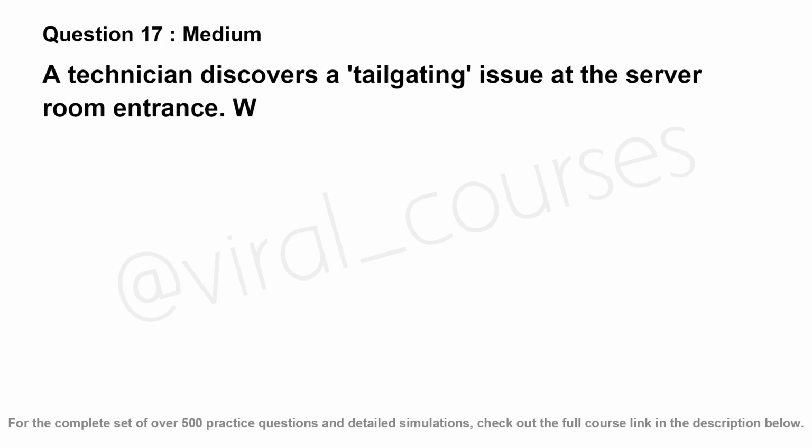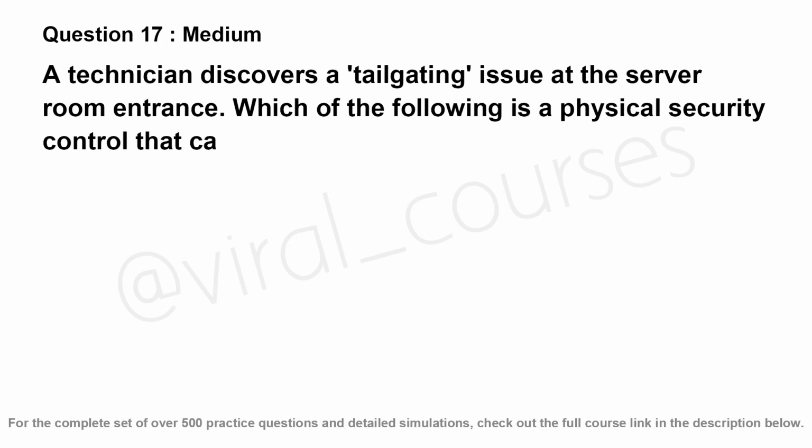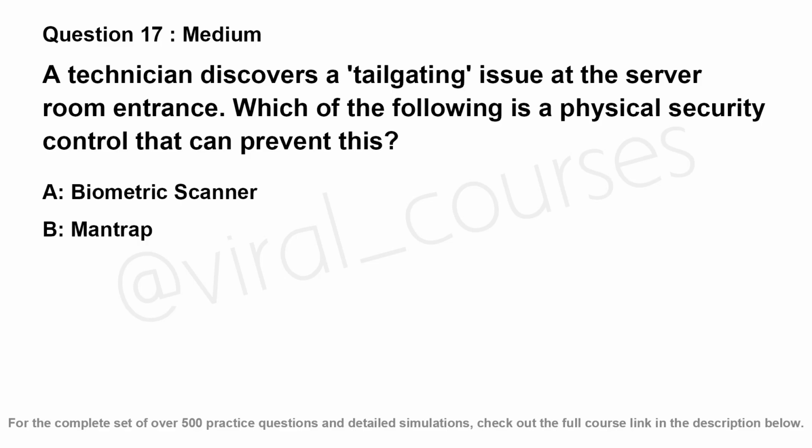A technician discovers a tailgating issue at the server room entrance. Which of the following is a physical security control that can prevent this? Option A, biometric scanner. Option B, man-trap. Option C, privacy filter. Option D, security camera.